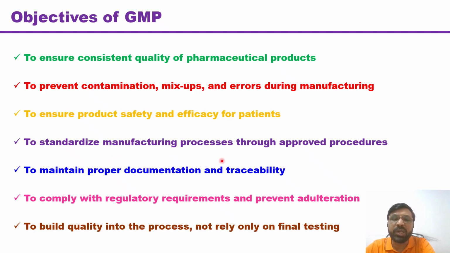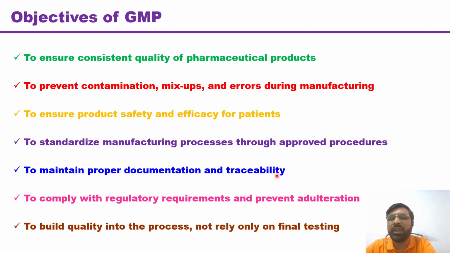The fourth is to standardize the manufacturing process through approved procedures. The base of GMP is that we have to establish the standard procedures. We have to evaluate the procedures. We have to validate the procedures. We have to qualify the procedures. The purpose of all these exercises is to maintain consistency in the results, and to maintain proper documentation and traceability.